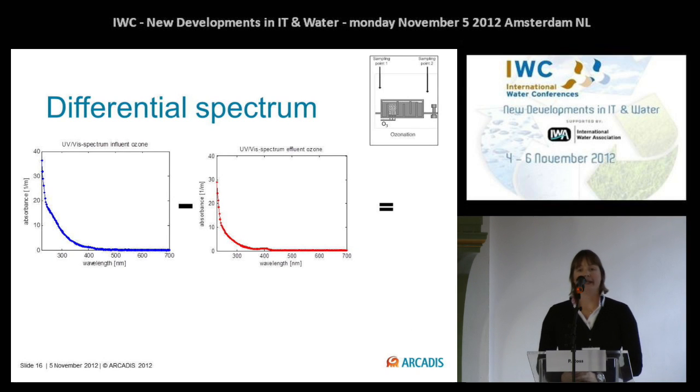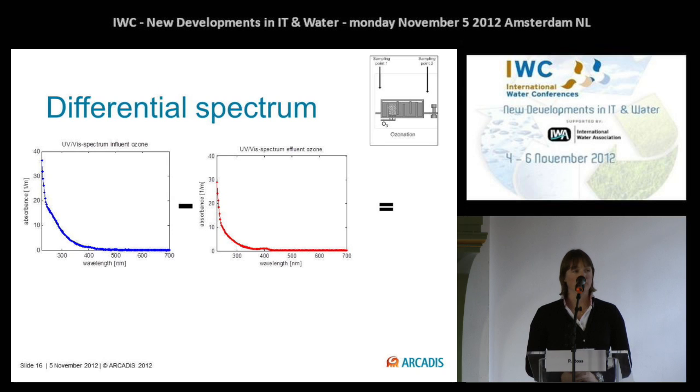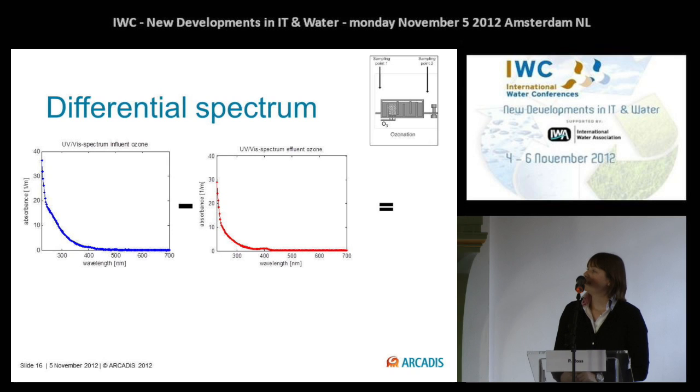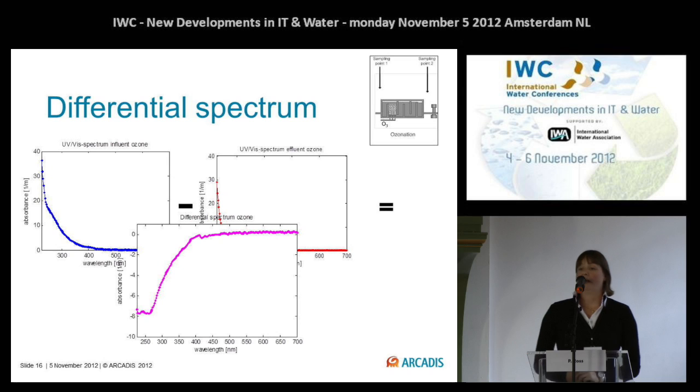What we decided to do is use a differential spectrum, because with that we can rule out any changes occurring in the influent and try to get as robust an algorithm as possible. So we determined the influent UV-Vis spectrum, and we determined the effluent, and by subtracting those we have the differential spectrum.